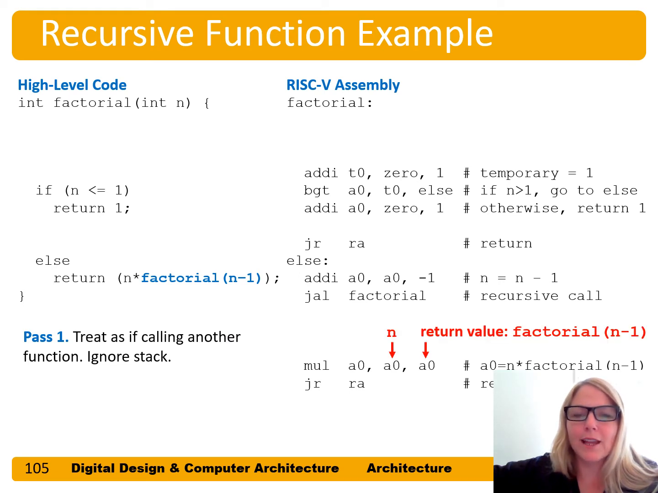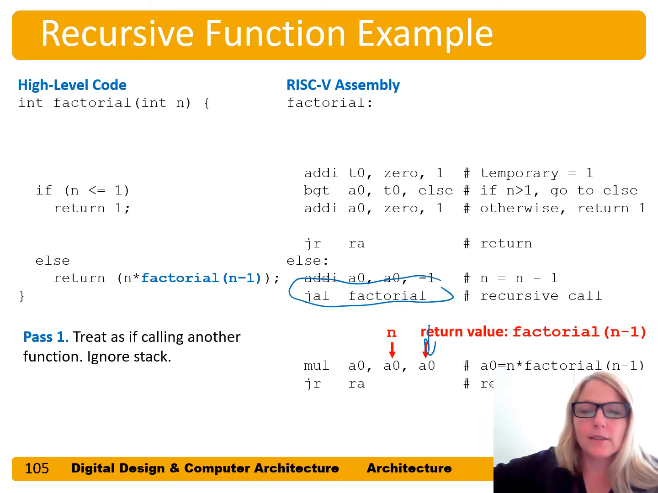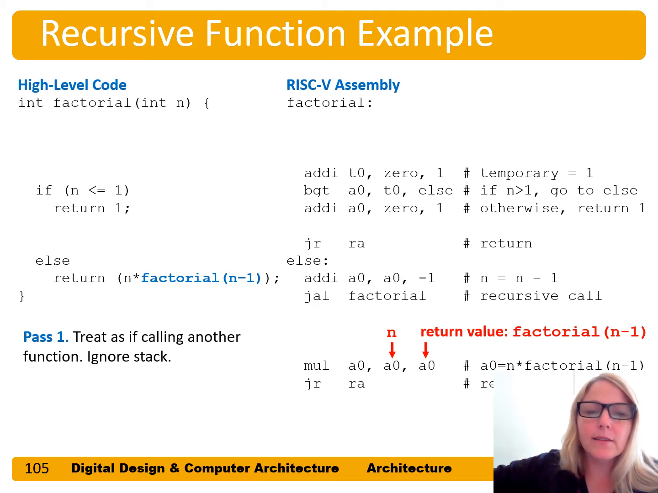Well, first issue, A0 can't hold both n and the return value. It definitely holds the return value because that's what just got returned by the last call to factorial. So if we want to use n after this function call, then we better save it on the stack before the function call is made. And we also know that there's an issue with RA, right? This is a non-leaf function. It's going to call factorial again.